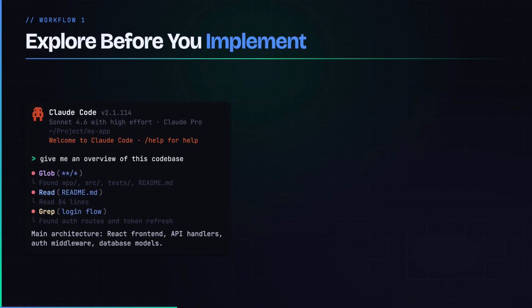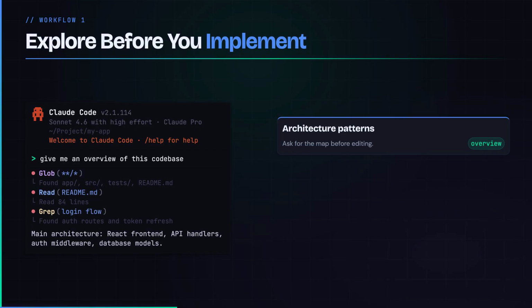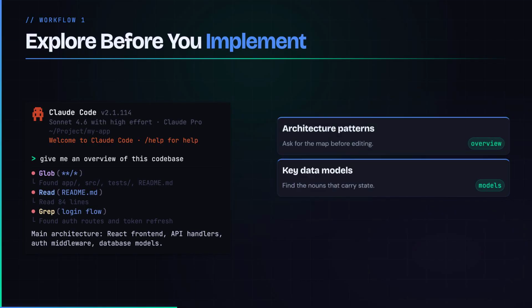When a code base is unfamiliar, editing first is expensive. Start by making the system explain itself. Ask for an overview before touching files. Claude Code searches the project, inspects the README, and tells you what kind of application you are looking at. Then ask about architecture patterns and key data models. Those answers tell you where state sits and which modules carry the main behavior. Finally, trace a real path like login from frontend to database. A flow trace turns scattered files into one story you can safely edit.